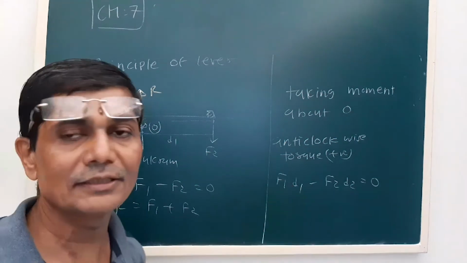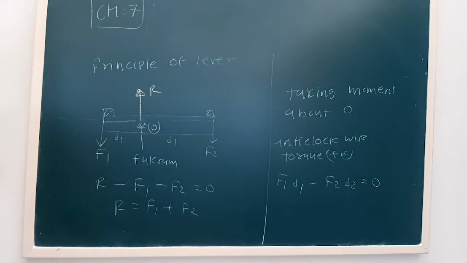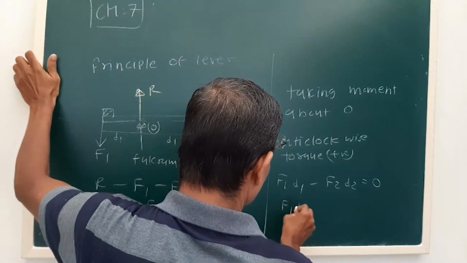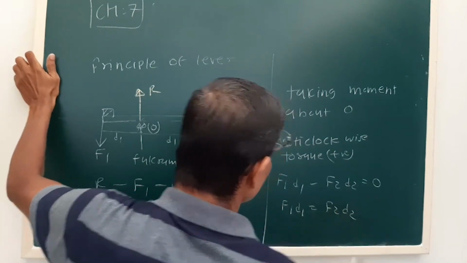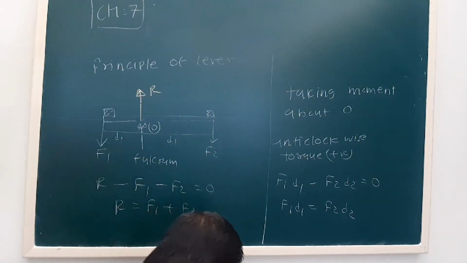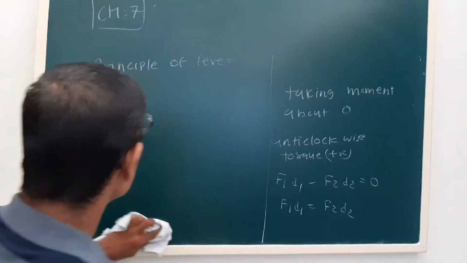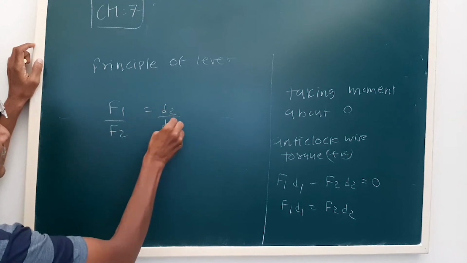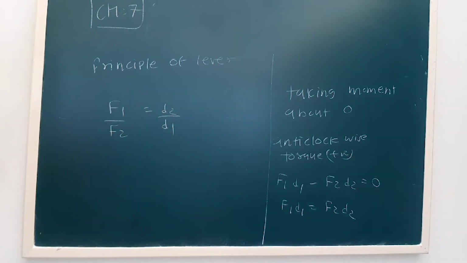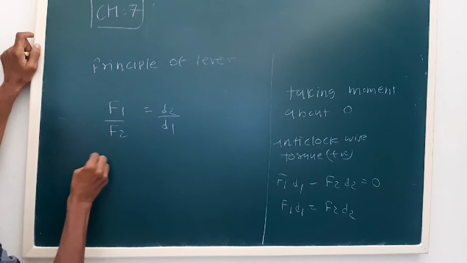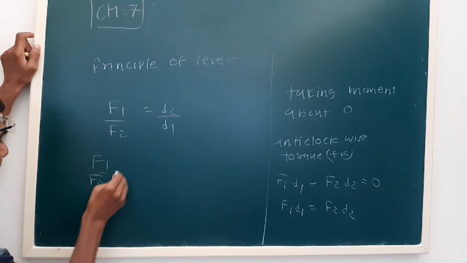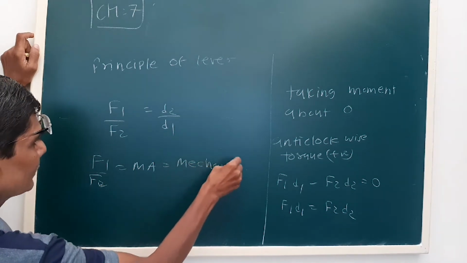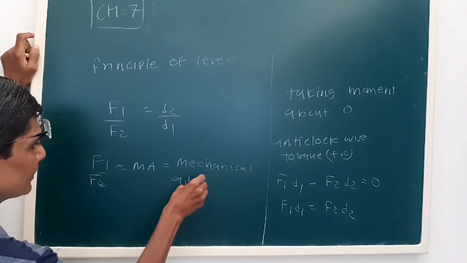So in that case the resultant torque, because we talk of rotational equilibrium, the total torque is 0. So then F1 D1 is F2 D2. Now we can write F1 upon F2 is D2 by D1. In the language of simple machines, this F1 upon F2 is called MA, or mechanical advantage.